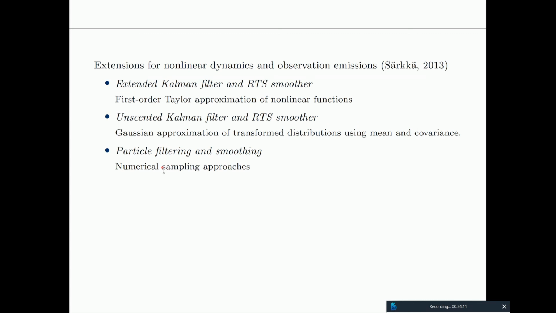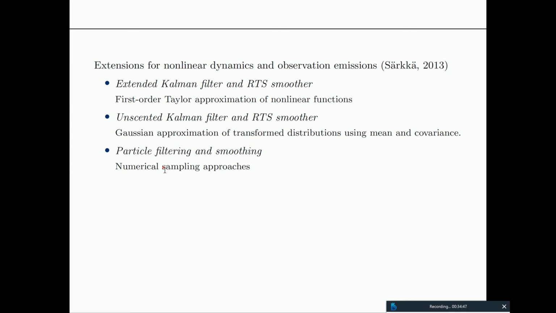So before I stop, a couple of remarks regarding nonlinear dynamics, because this was now for the case that the transition dynamics and the emission or observation dynamics are linear. So you multiply the state with a matrix to get the expectation of the next state. You multiply the state with a matrix to get the expectation of the observation. Of course, you can have nonlinear state transitions and also nonlinear emission observations.